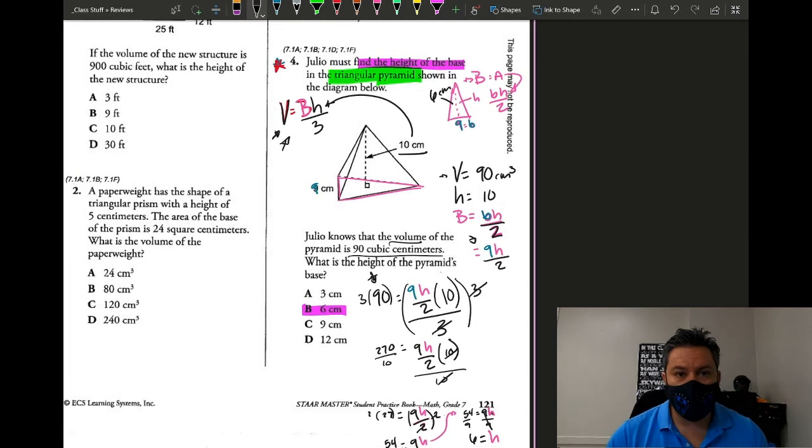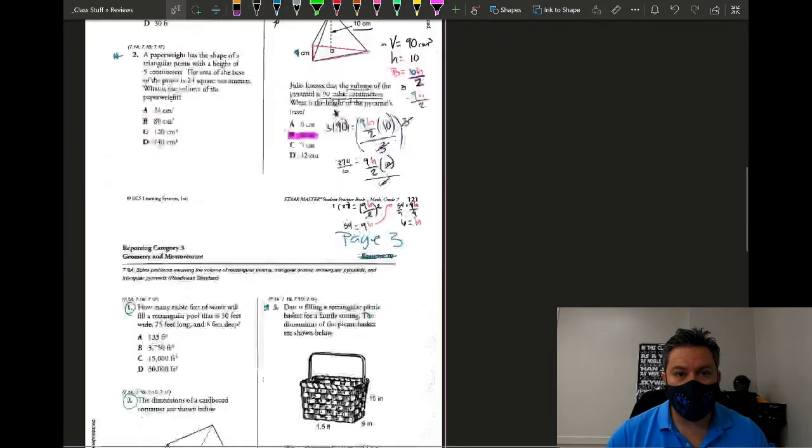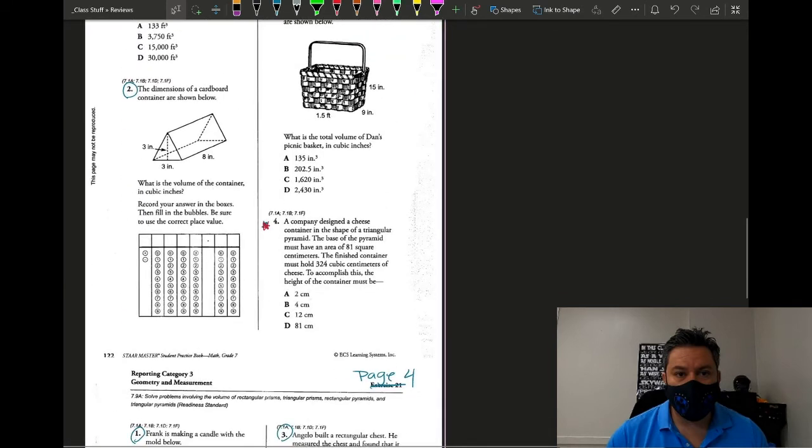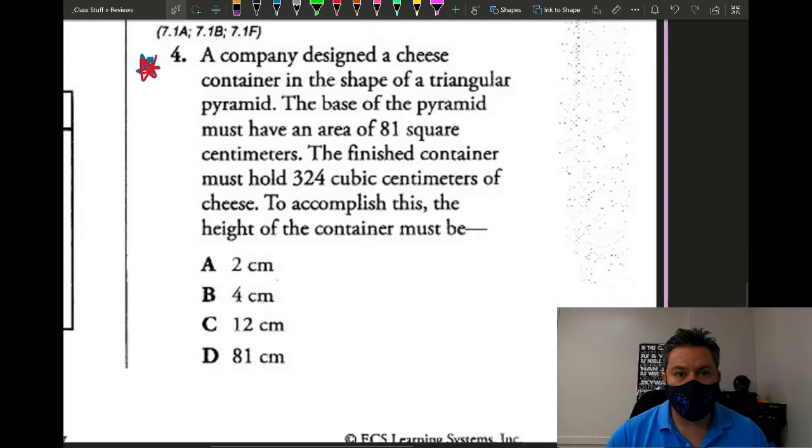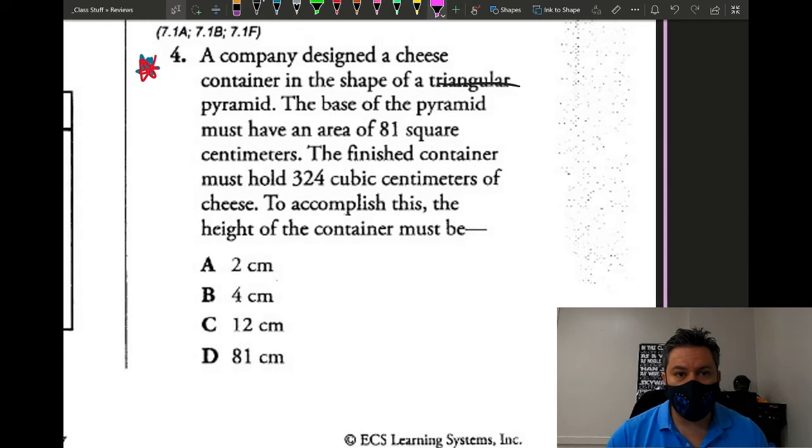Any questions so far? That's working it backwards. We're going to see something else. Let's look at another question. Number 4 says a company designed a cheese container in the shape of a triangular pyramid. Again, triangular pyramid. The base of the pyramid must have an area of 81 square centimeters. So the base, uppercase B, equals 81 centimeters squared.